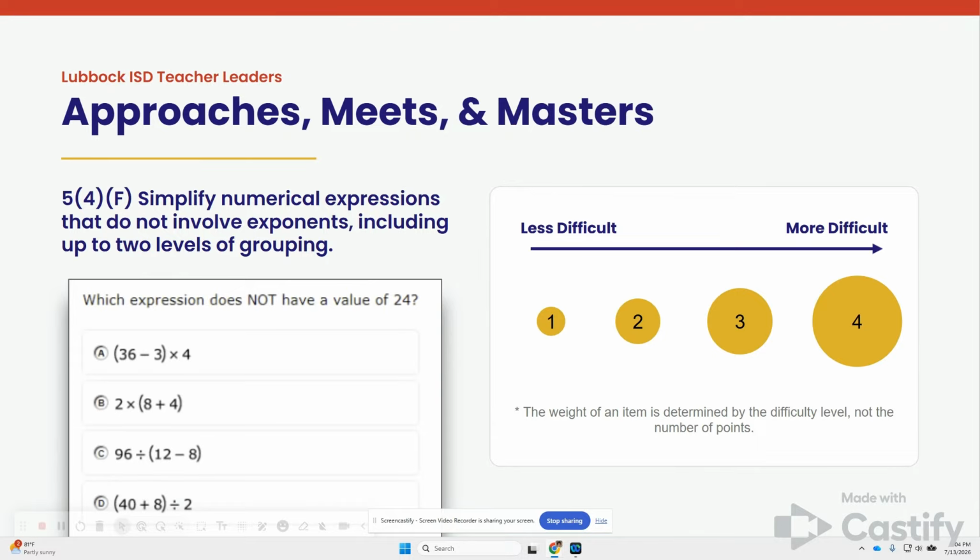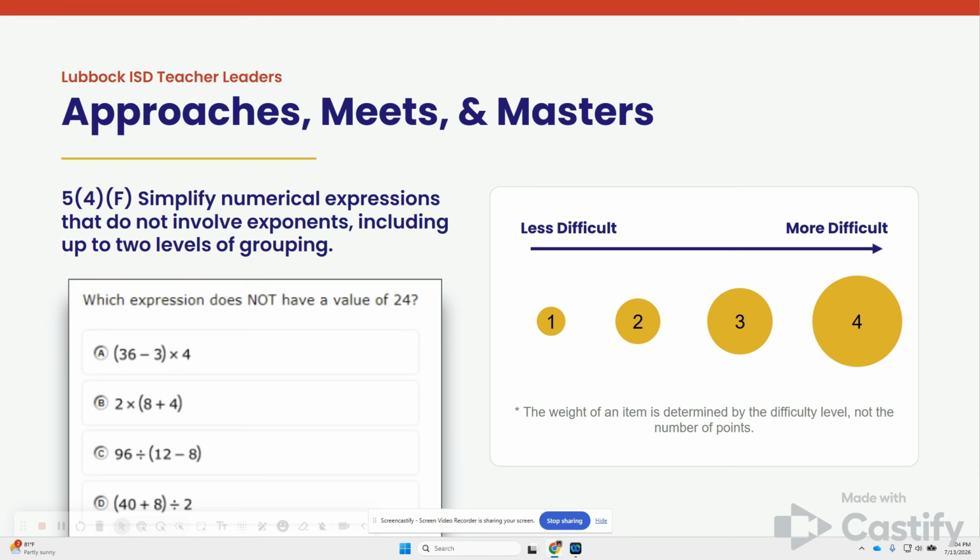This standard asks students to simplify numerical expressions that do not involve exponents, including up to 2 levels of grouping. The specific test question asks which expression does not have a value of 24. And the students then simplify those 4 expressions, one of which will not have a value of 24. Thinking about those questions on the previous screen, how does this question assess the student expectation? And what knowledge would a student need to answer the question correctly?